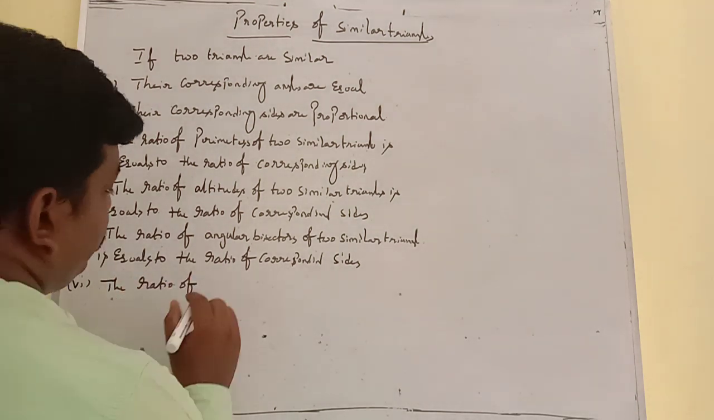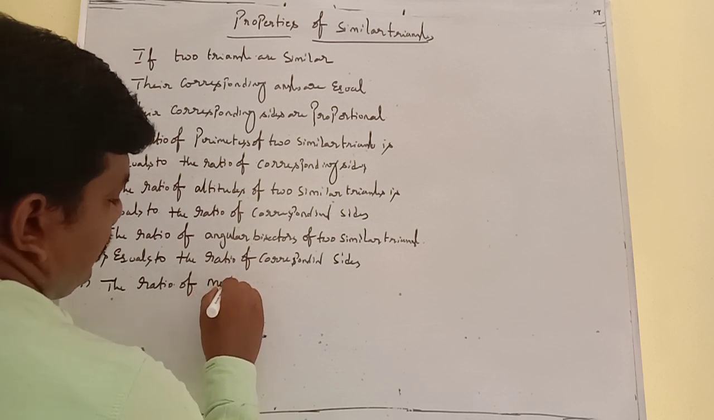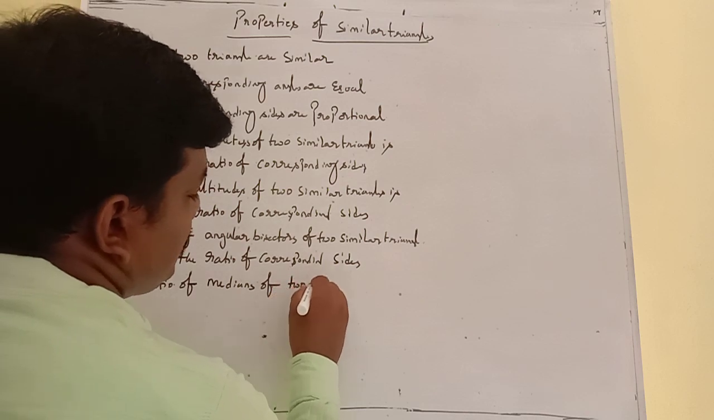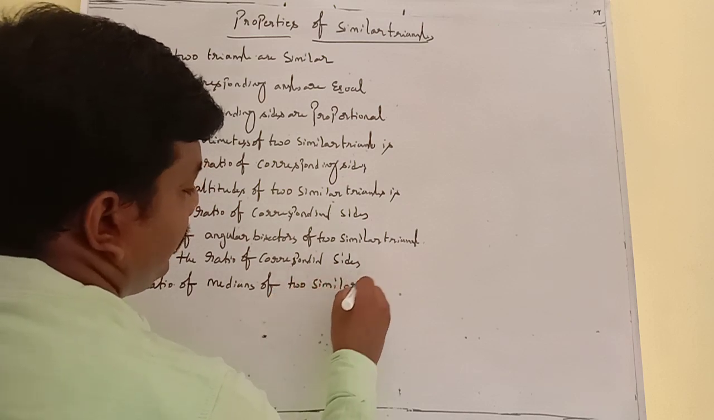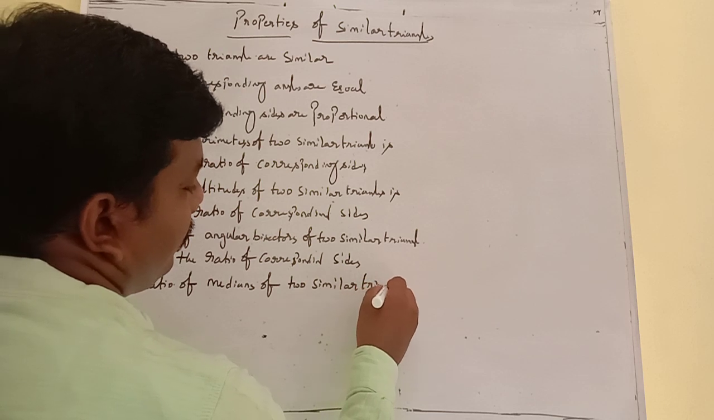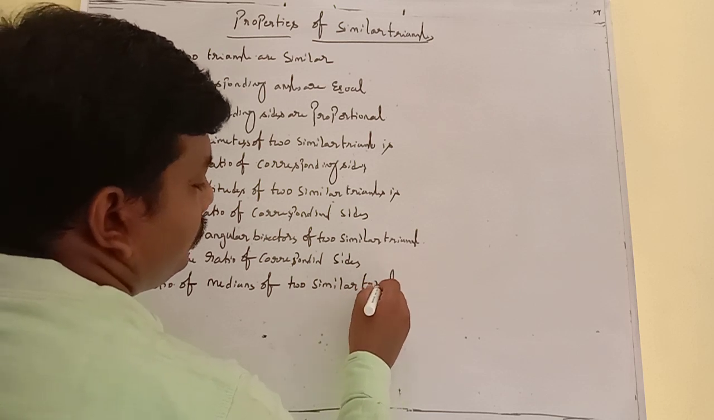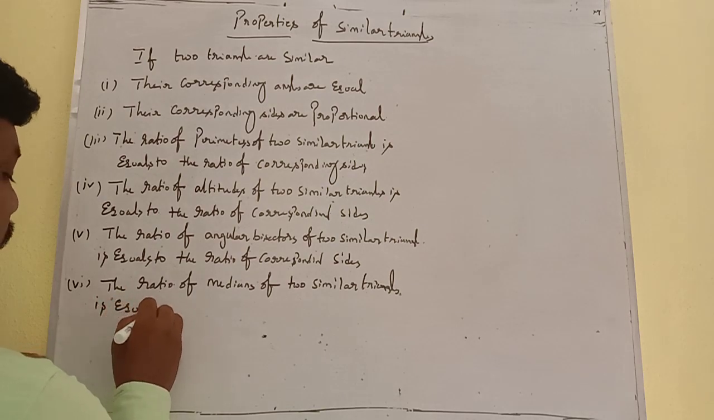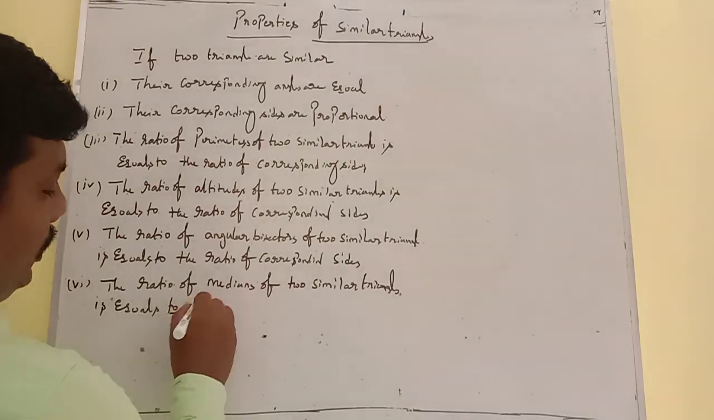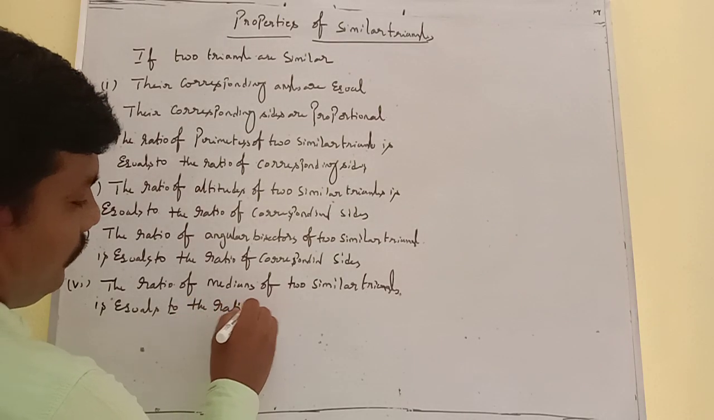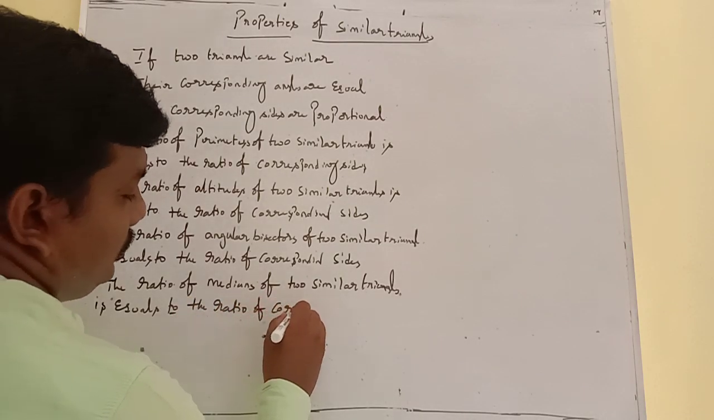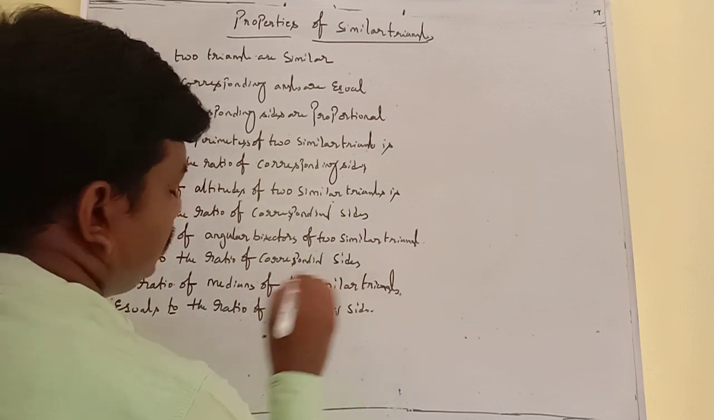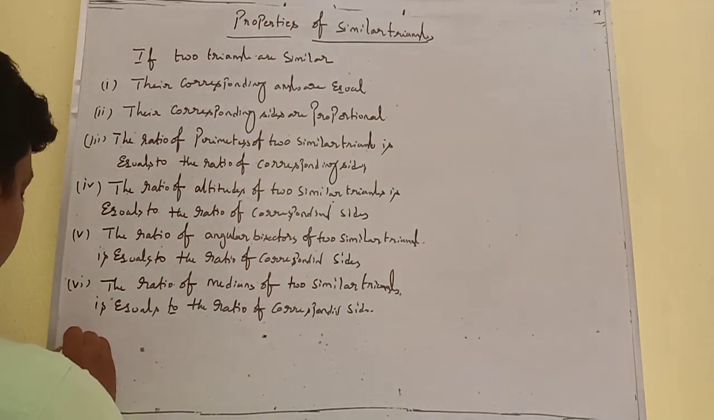Next, the sixth point is that the ratio of medians of two similar triangles is equal to the ratio of corresponding sides.